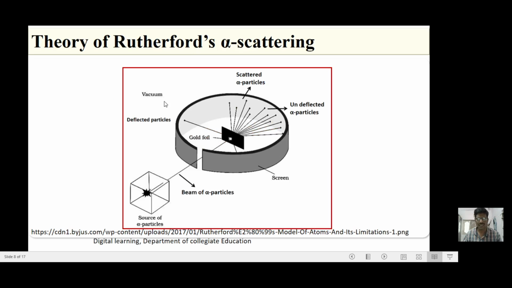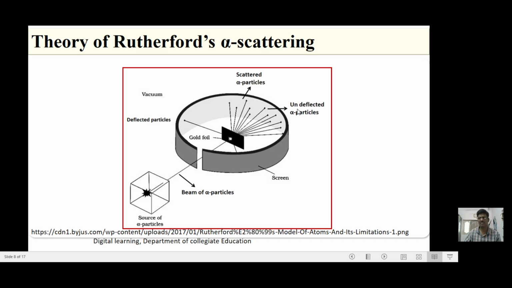In another diagram, this is the vacuum. The whole apparatus is kept in vacuum. Here the alpha particles are entering into the gold foil, and at the gold foil there are a number of atoms. Through collision between the alpha particles and the atoms, the particles are scattered like this in different directions, and some alpha particles will be scattered back.